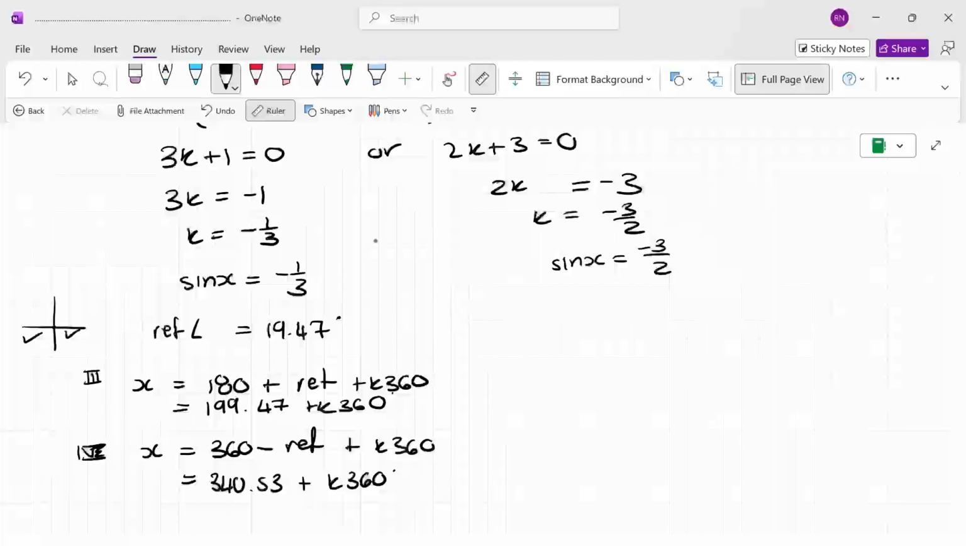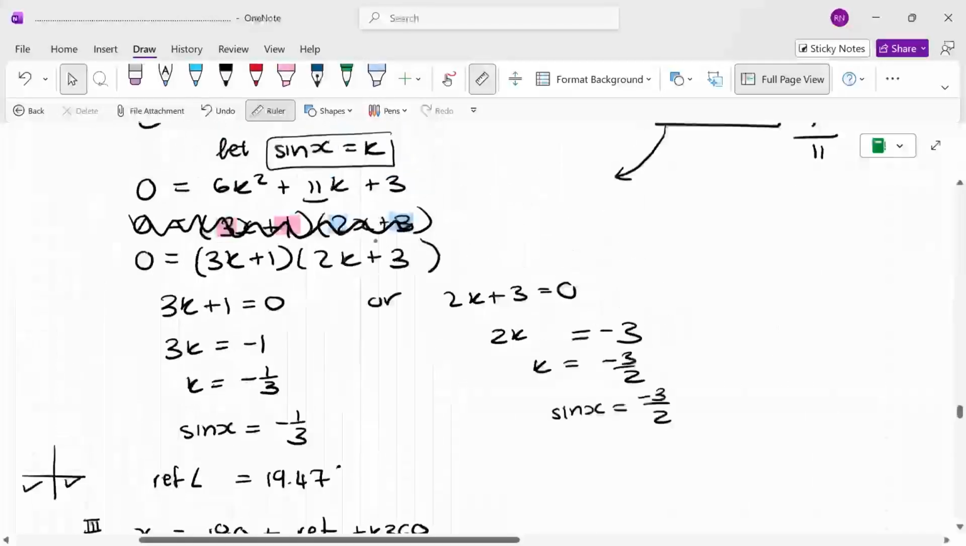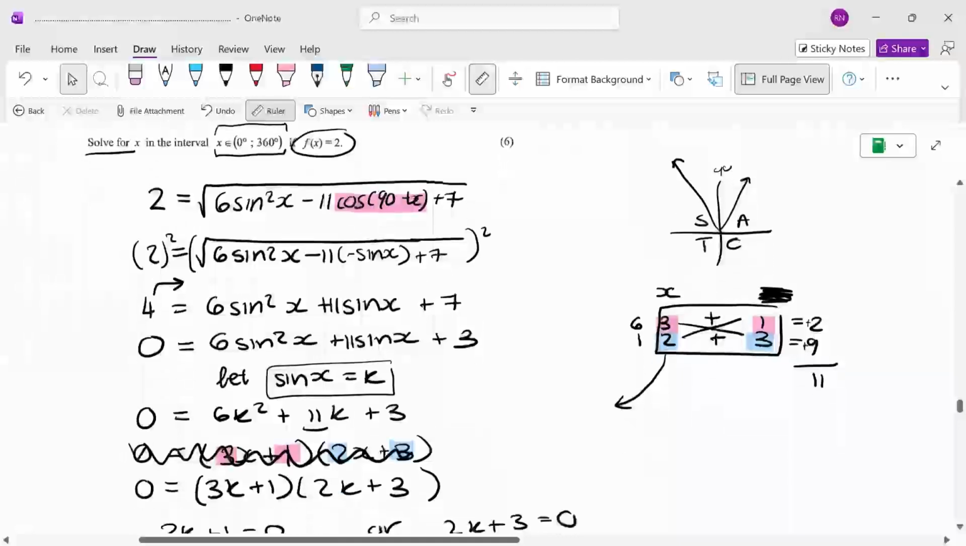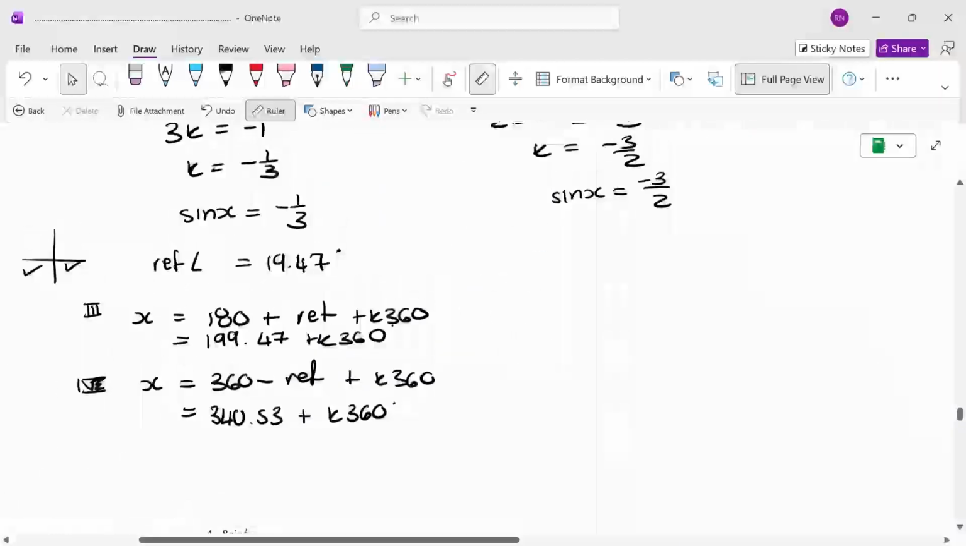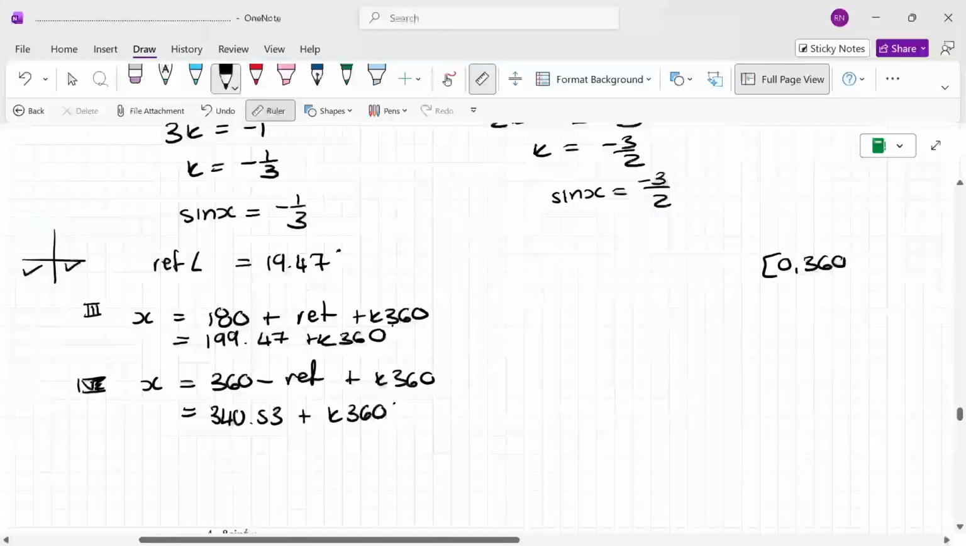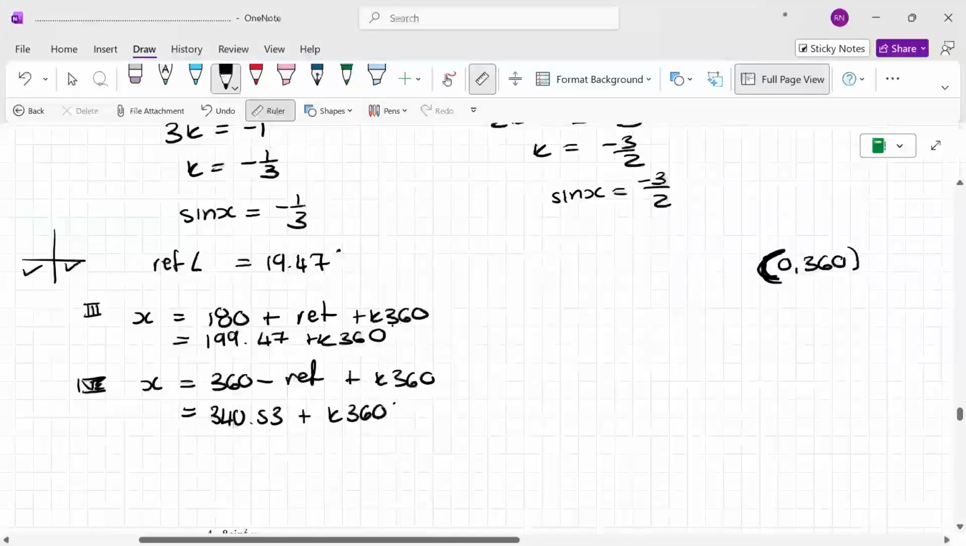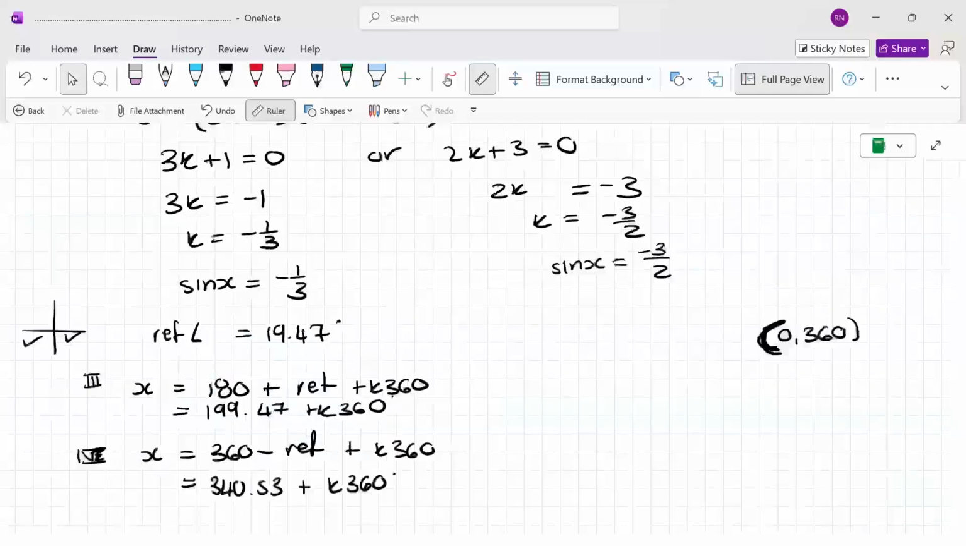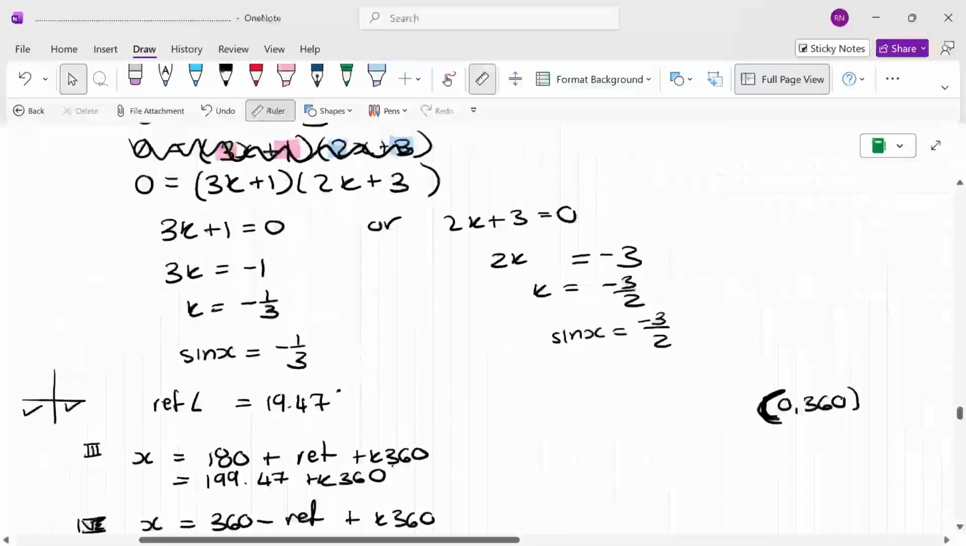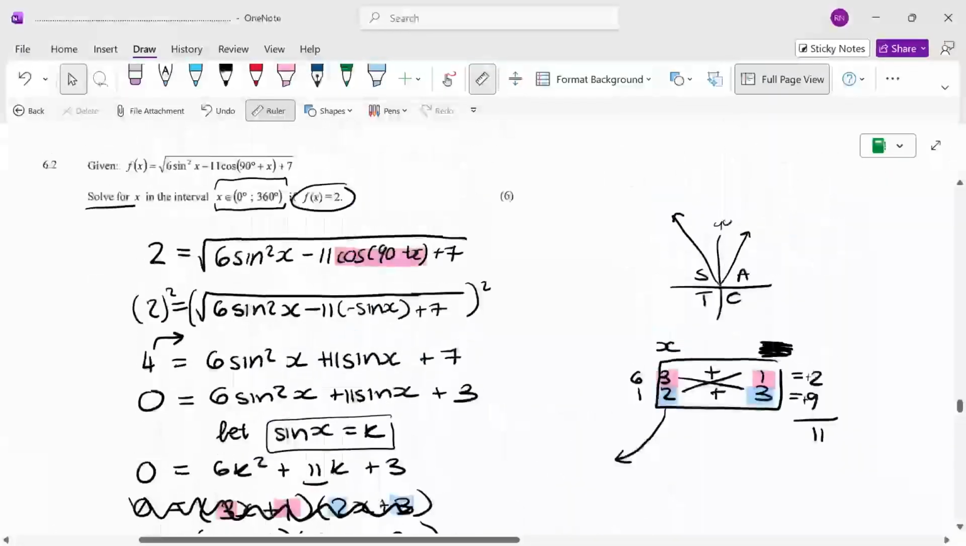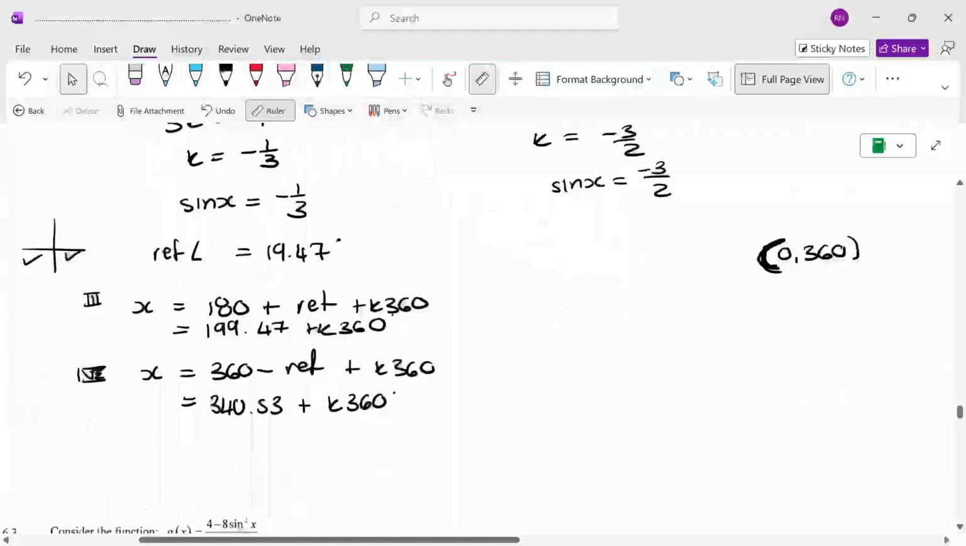Okay, now we are still working with the range. They told us that our range for x has to be between 0 and 360. So let's look at what values lie between 0 and 360. Oh, and they said round bracket, right? Let's see. They said round bracket 0 and 360, so it shouldn't include 0.